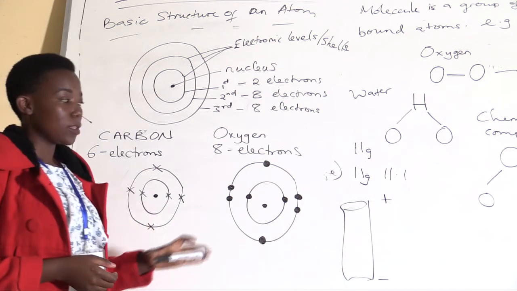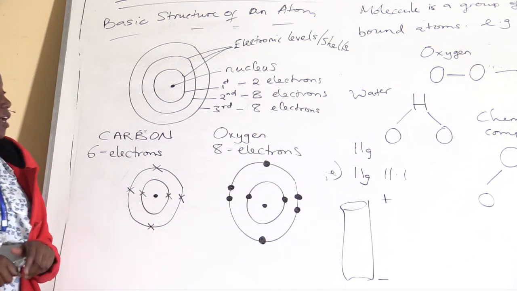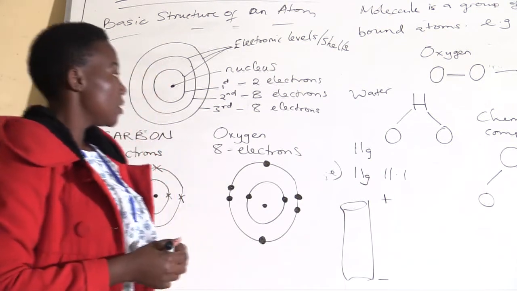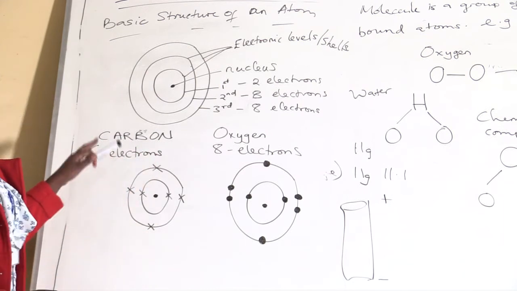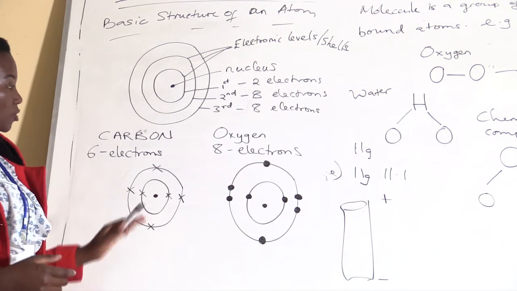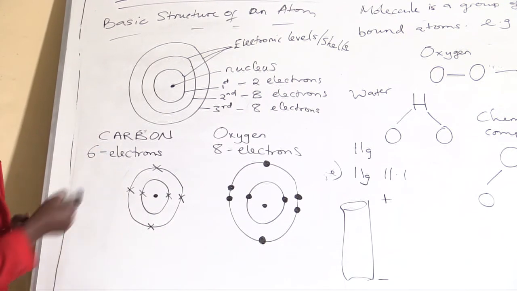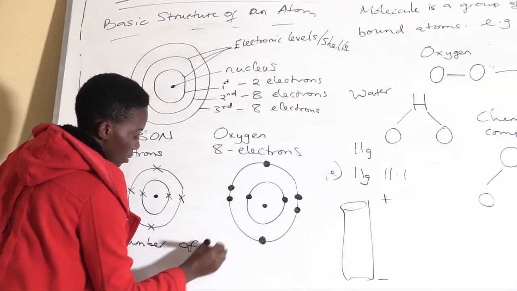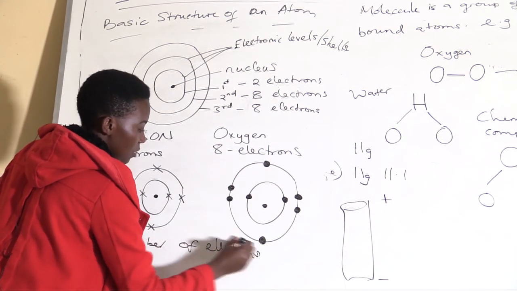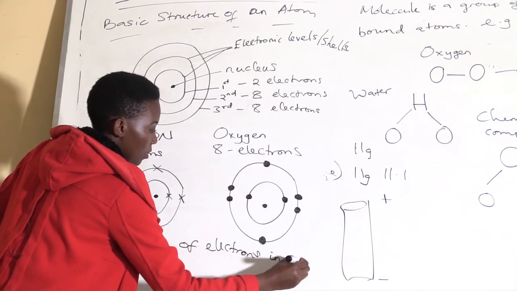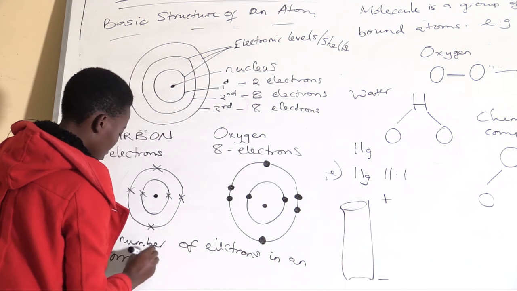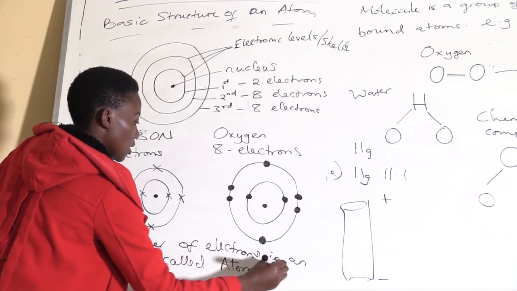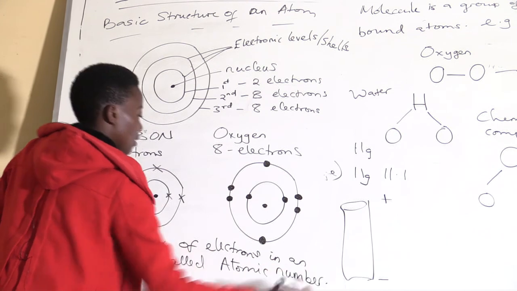So for now, I'll leave you with homework, or I'll leave you with something to do. I'll leave you with a task. Ask for any atom and atomic number. Sorry, I forgot to mention that the number of electrons found in an atom is also called the atomic number. So the number of electrons found in an atom is called the atomic number.